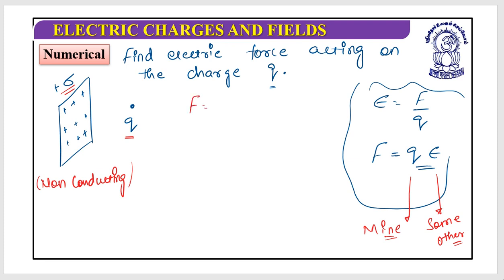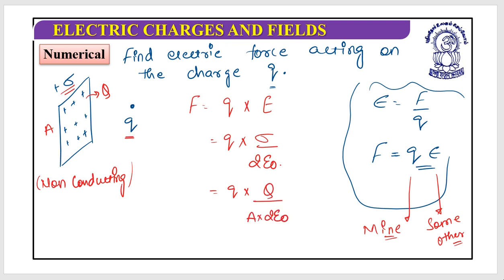Now I need to write down that F is equal to Q into E. This is Q multiplied by sigma by 2 epsilon naught. If they have given that this is a given charge Q and it is having an area A, then I can write Q multiplied by, if I replace the Q, this is Q by A multiplied by twice of epsilon naught. Let's rearrange this. That is Q into Q divided by 2 epsilon naught A. This is the force acting on this charge.